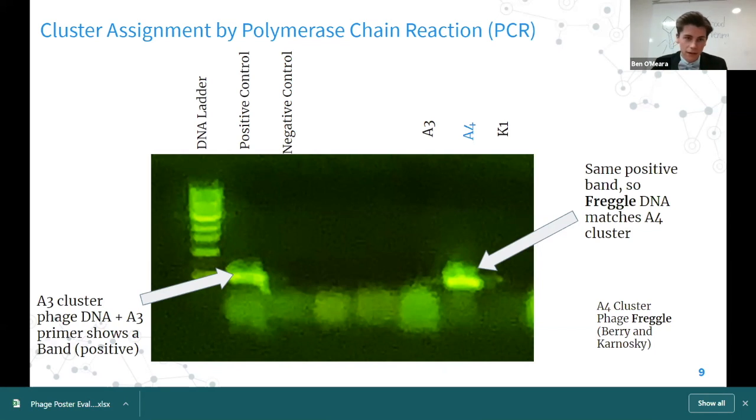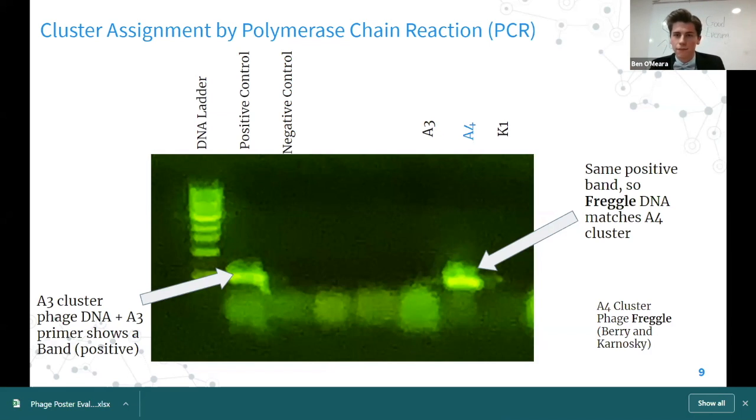The way the PCR test works is it will take a cluster phage DNA and add it to a specific primer with the hope that those are going to match and create a positive band. We can see this under the positive control, in which we took an A3 cluster phage DNA and combined it with A3 primer, which then resulted in a replicated genomic sequence which appeared on the gel. However, in the negative control, we took another non-A3 cluster DNA and combined it with A3 primer, which resulted in none of that light green band appearing above the primers at the bottom of the gel.